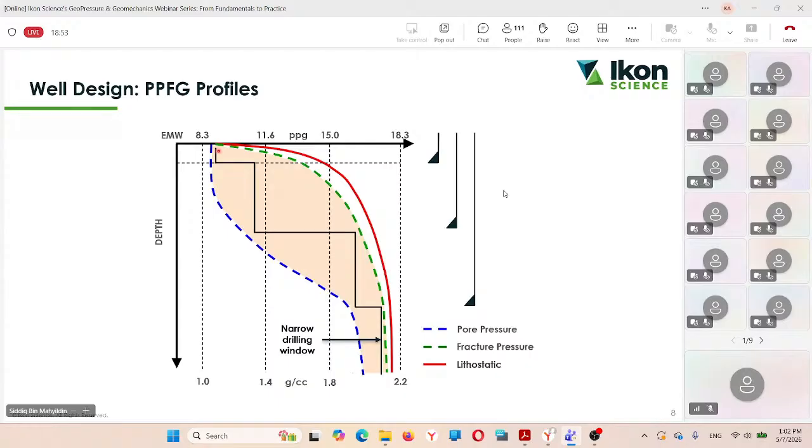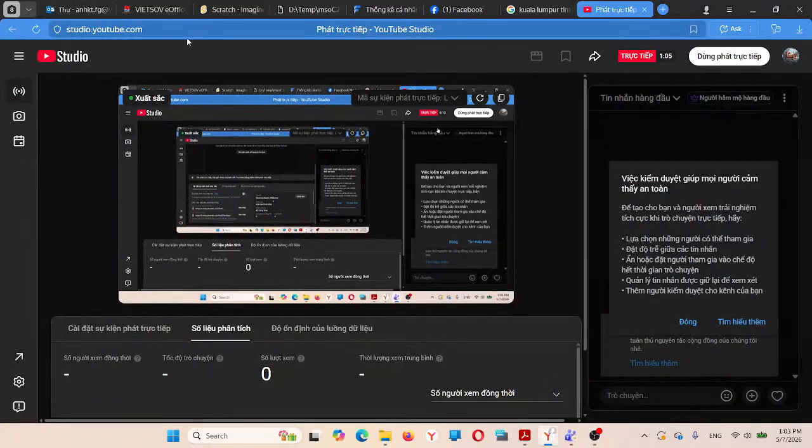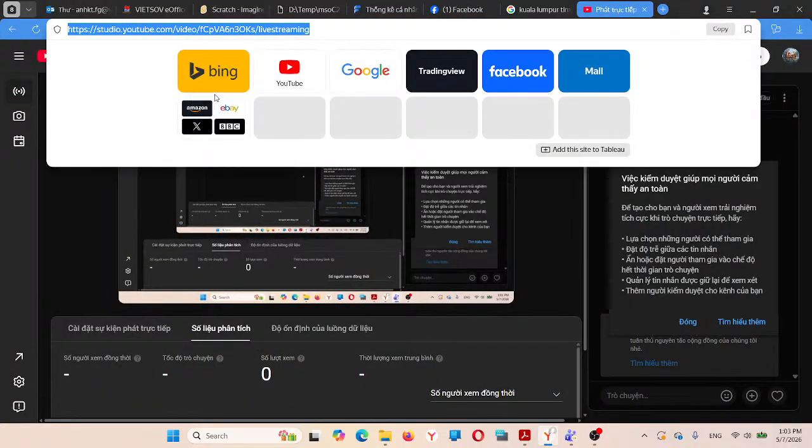On the right side, the green color line is the fracture pressure. If the mud weight that we use during drilling exceeds this line, you will see tensile fracture. You will see drilling induced tensile fracture. For example, if you want to do hydraulic fracturing, this is the line that you need to understand. And the last one over here is lithostatic pressure, basically the overburden pressure, the overlying sediment that we have in the subsurface. Today we're going to focus mainly on the pore pressure side because we're going to talk more about fracture pressure and overburden in our later webinar.